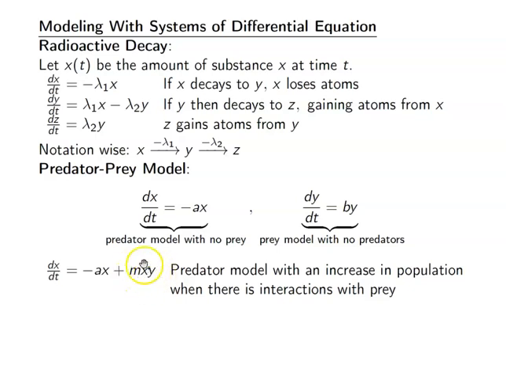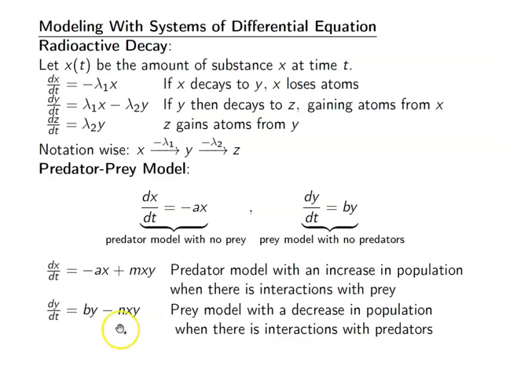However, if I have a small number of interactions compared to the population size, my decay for the population size is going to take over. Okay. Same thing here for the prey model.